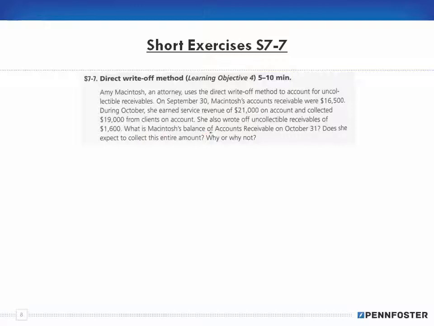What is McIntosh's balance of accounts receivable on October 31st? Okay, so that's what we want to know. Does she expect to collect this entire amount? Why or why not? All right, so the easiest way to do this is to create a T account for our accounts receivable, because that's the account we're looking at.